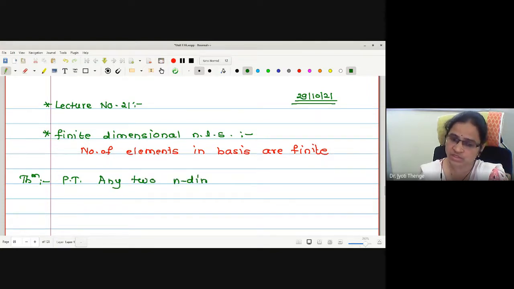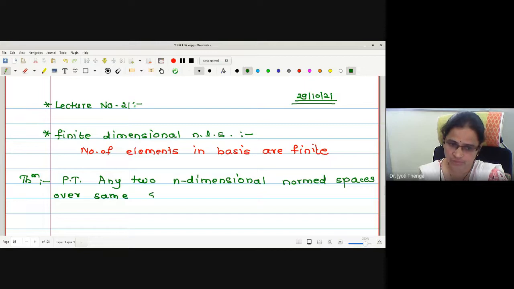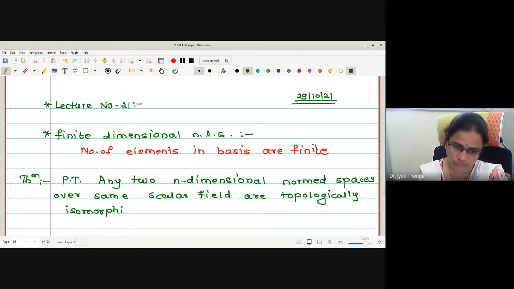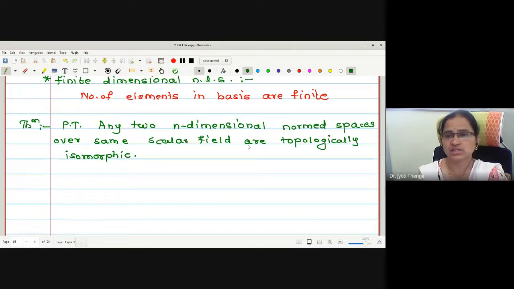We did not know what the vector space is, what the elements are, but we know the dimension simply. Any two n-dimensional normed spaces over the same scalar field are topologically isomorphic.